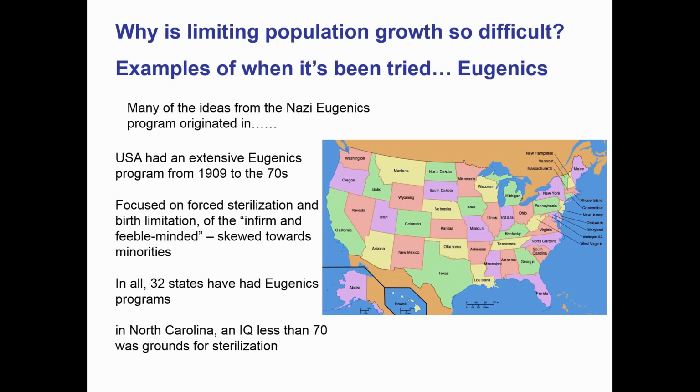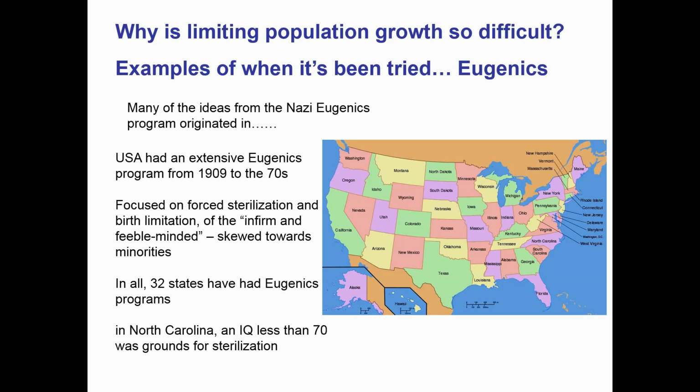So the USA had extensive eugenics programs from 1909, before the Second World War, right up into the 1970s. Hardcore eugenics programs still existed in this nation the year I was born. The eugenics programs in the US focused on forced sterilization and birth limitation of what were deemed the infirm and the feeble-minded, and critically, they were skewed towards minorities.